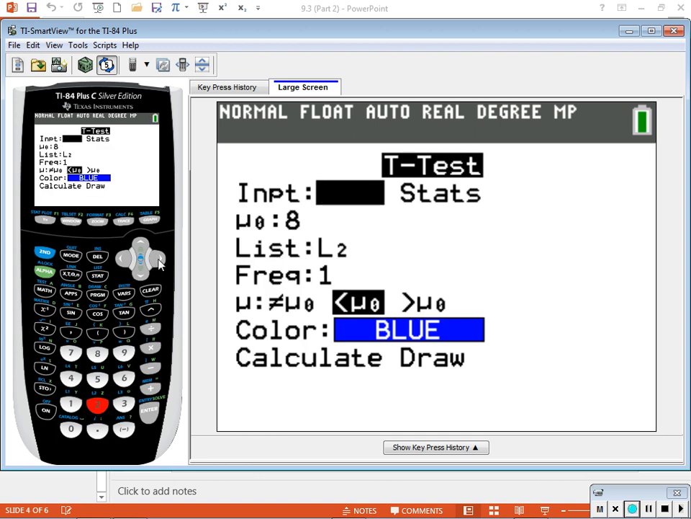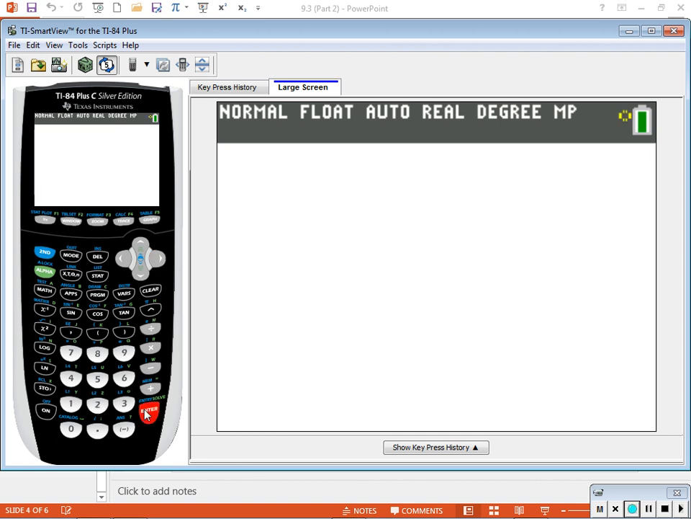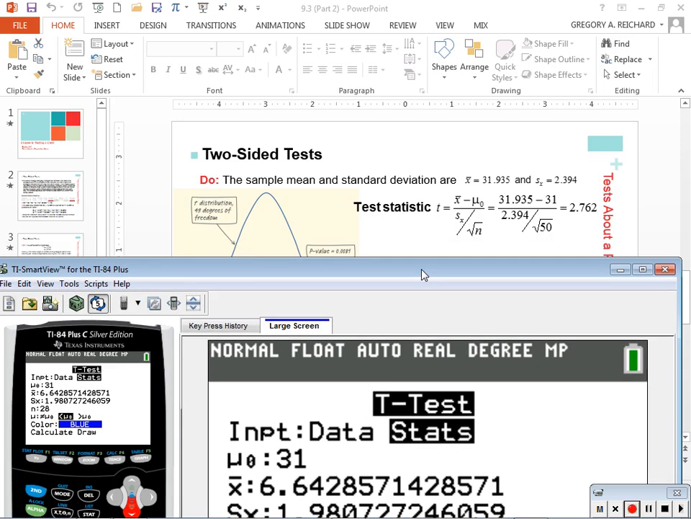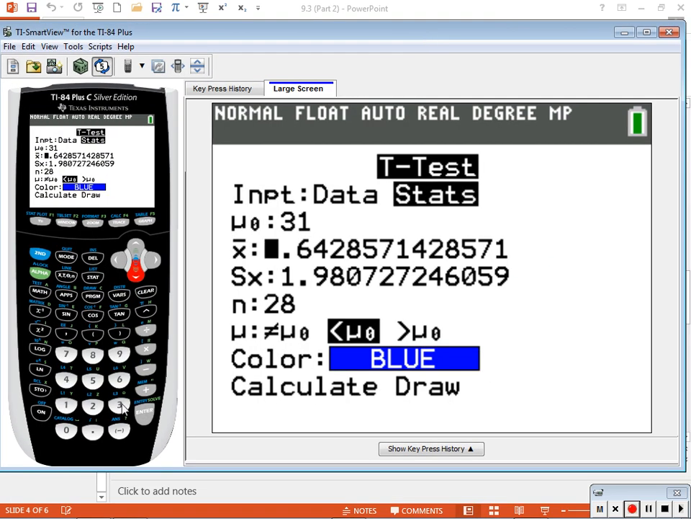So with this one here, I'm going to go to stats because they gave me a summary of the statistics for this. So the null hypothesis was that the pineapples weighed 31 ounces. In their random sample, the random sample came out to be 31.935. So I'm going to put that in here.